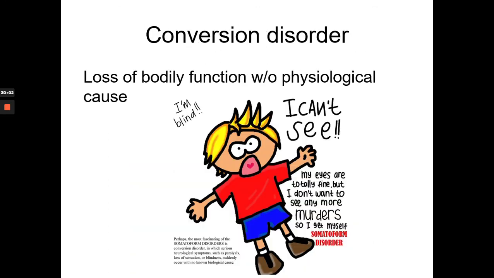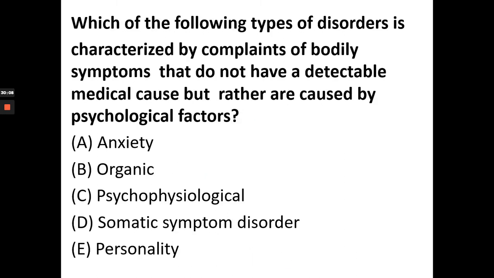And conversion disorder is when a part of your body stops working, like your eyes or your legs, like you just can't walk, okay? All right, so which of the following types of disorders is characterized by complaints of bodily symptoms that do not have a detectable medical cause, but rather are caused by psychological factors? Now, this is a classification, and the answer is somatic symptom disorder.